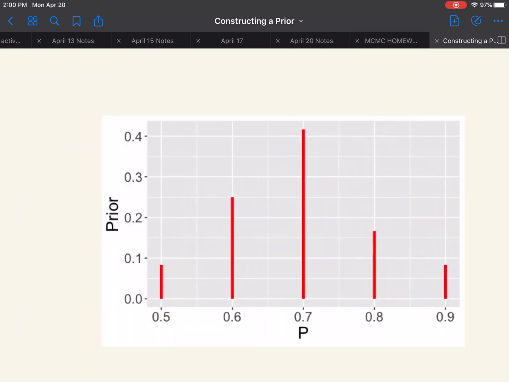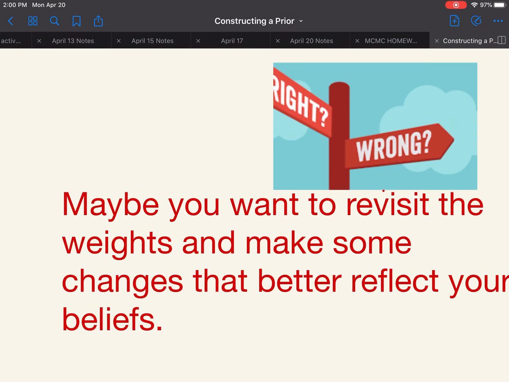Here is a graph of my prior, which might help. We see that we're putting most of our probability on the values 0.6, 0.7, and 0.8. If you don't think that's a reasonable prior, you can go ahead and revisit the weights and make some adjustments that better reflect your opinion.